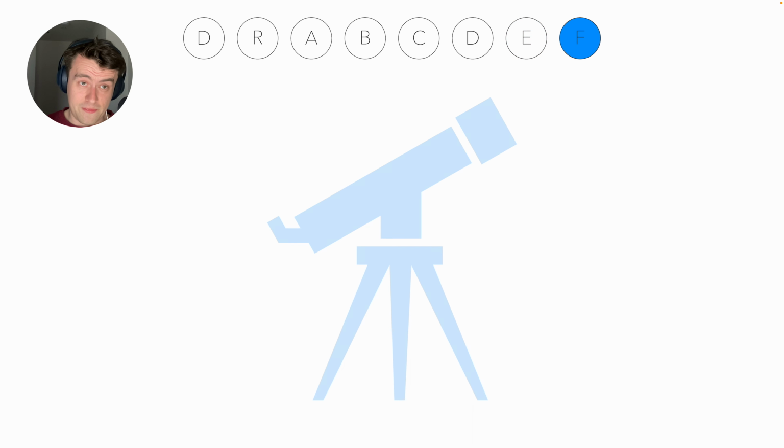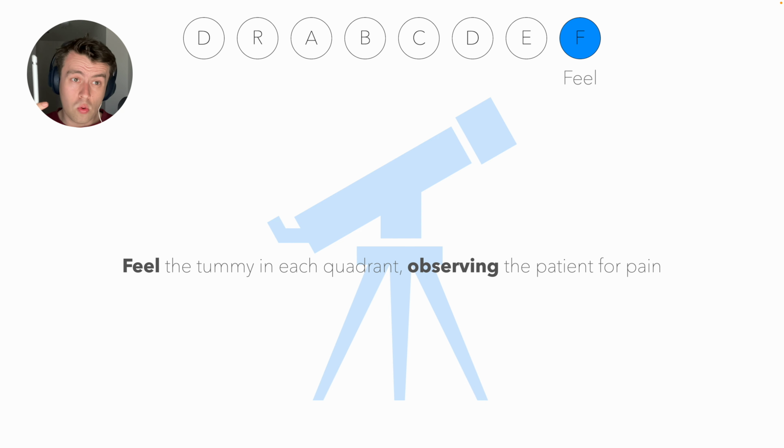Then we come to F. This is what I've added, and it's feel. Feel the tummy. Importantly, med students all the time when I'm doing bedside teaching, they don't do this. Feel the tummy in each quadrant and observe the patient. You need to look at the patient to see if there's any signs of peritonism. You need to see, like going, when you push on a quadrant, it's really important.